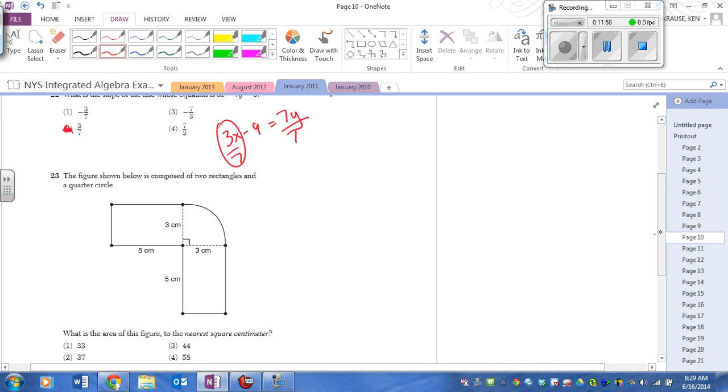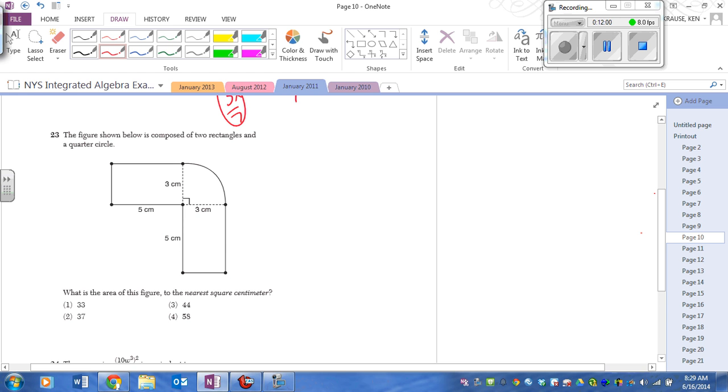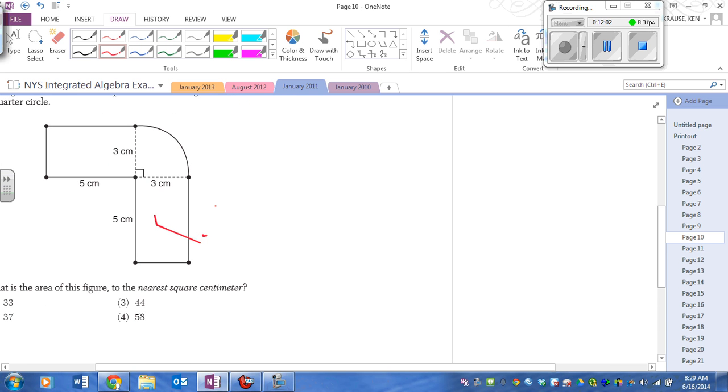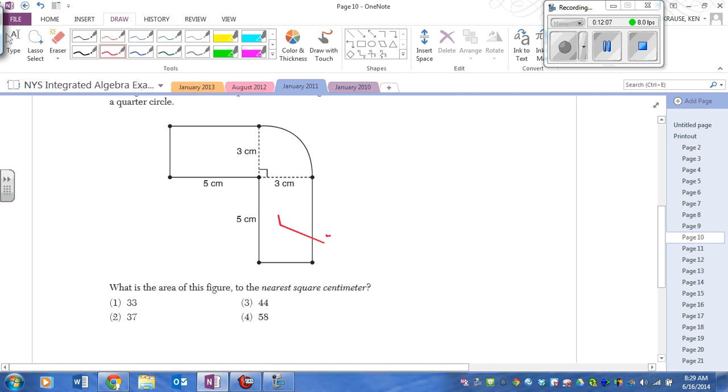Now this is not a difficult question, but it looks really hard. Check this out. Alright, so the area of this is 15. The area of this is 15. 5 times 3. The area of this is 15. So that's 30 plus something. It's got to be more than that.